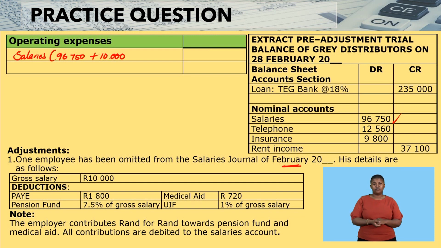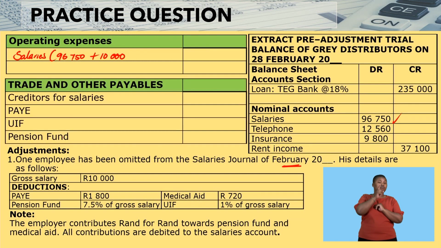I am now given deductions as well as the employer contributions towards pension fund and medical aid. All contributions are debited to the salaries account. So the next thing I need to do is record my contributions. But at times I may be required to do the statement of financial position adjustments, so let's see what I would record there. I have to record what is known as creditors for salaries.